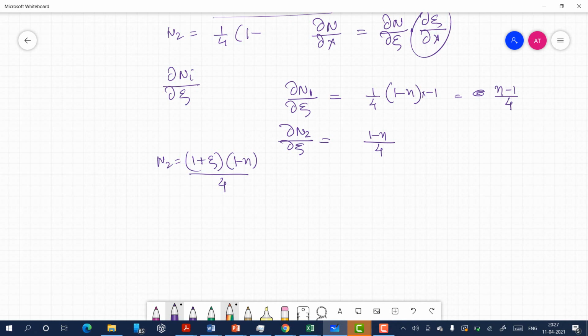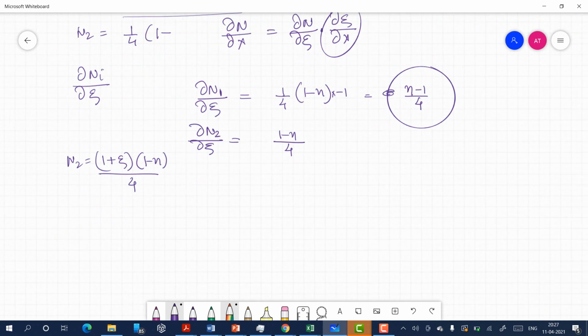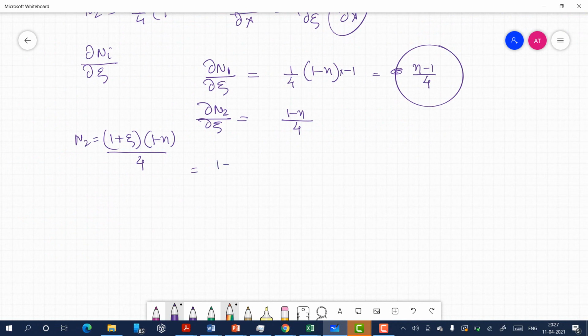Have I done it correctly? Let me multiply this out. So this will be 1 by 4 into 1 minus eta minus zeta plus eta zeta. If you differentiate with respect to zeta, the first term is 0, the second term is 0, then minus 1 plus eta, so eta minus 1 by 4. So that is correct. Expand the other one, so you get 1 minus eta plus zeta minus eta zeta divided by 4. The partial derivative with respect to zeta: this is 0, this is 0, this is 1, this is minus eta. So 1 minus eta divided by 4, and this is what you get.